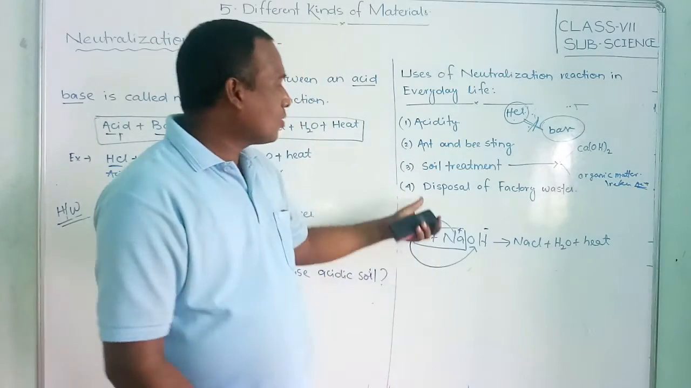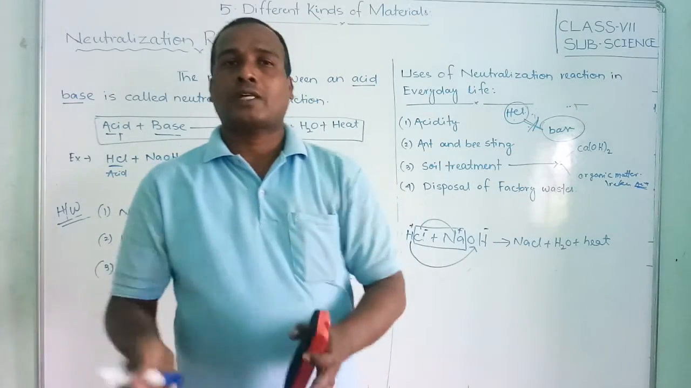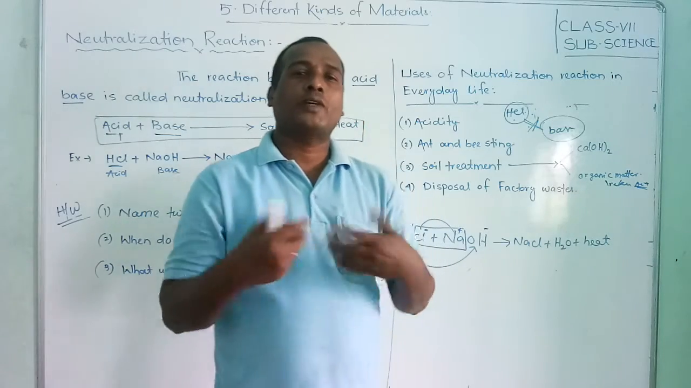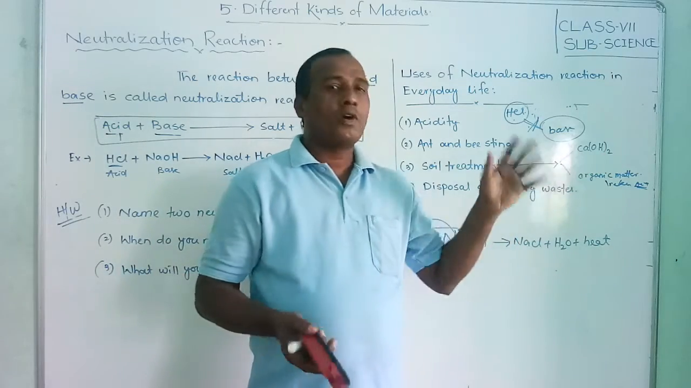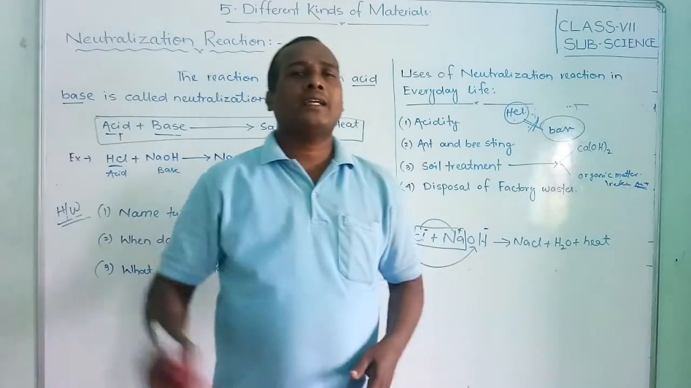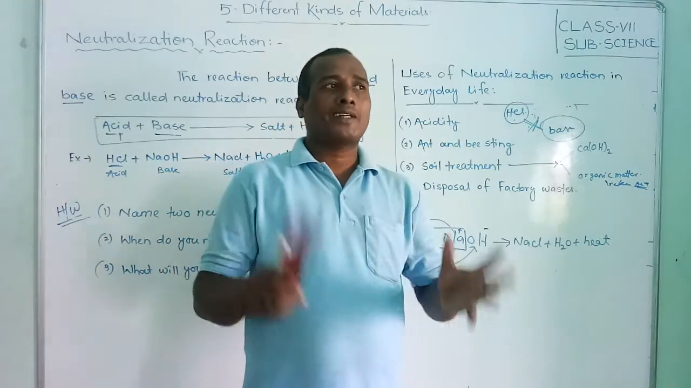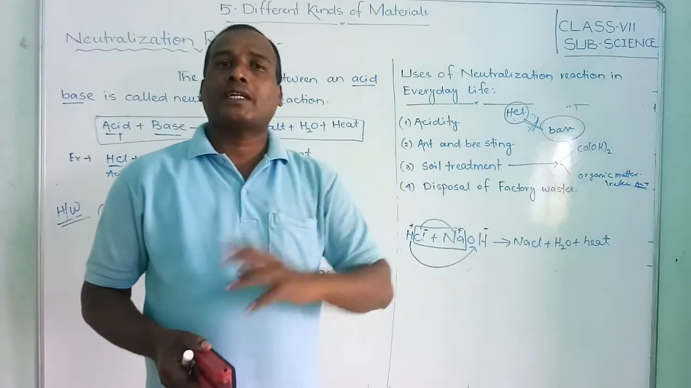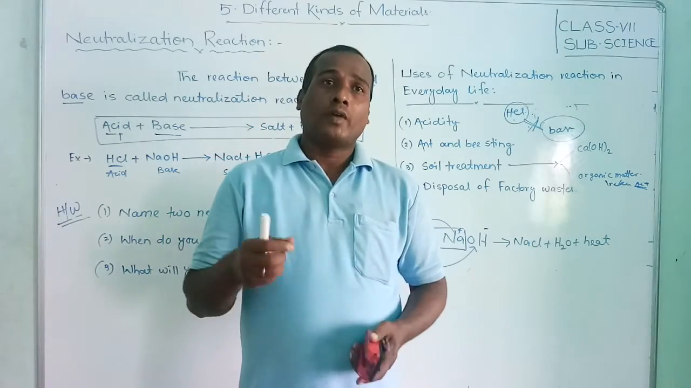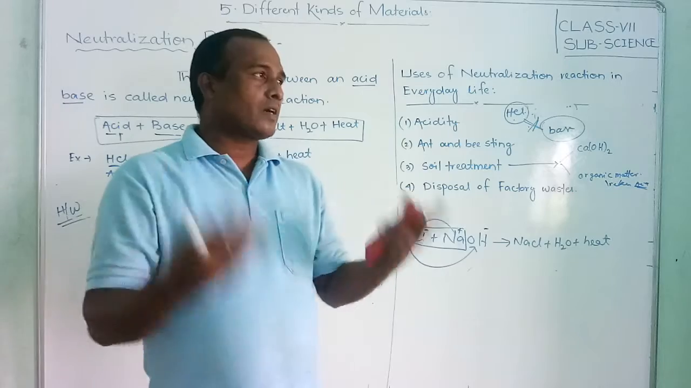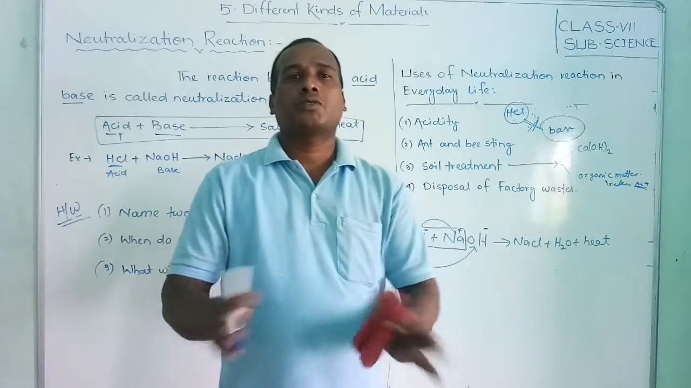Okay, students? So now we can go for the disposal of factory wastes. Students, in the industries or factories, they dispose of waste material into water bodies, in the river, in the ponds or the sea. They are directly leaving all the waste into the water. So what will happen? Almost all the waste products we are getting from the factories are acidic in nature. So whenever we add basic substances to that acidic substance, then the water bodies will become neutral.